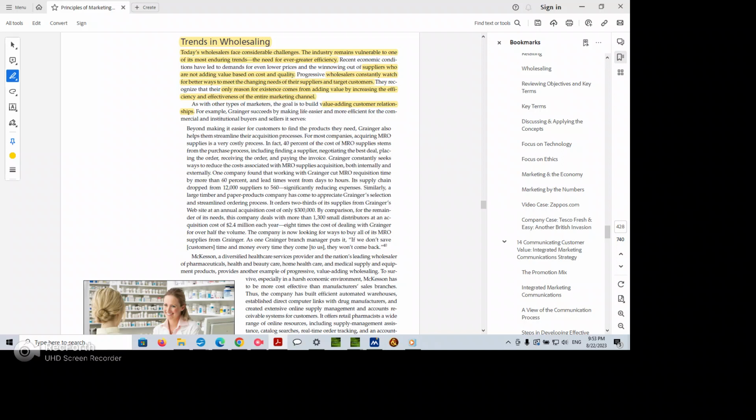For example, Grainger succeeds by making life easier and more efficient for the commercial and institutional buyers and for the sellers it serves. Why? That's B2B, not B2C. You see? Beyond making it easier for customers to find the products they need, Grainger also helps them streamline their acquisition process. So it's easier, it's efficient, it's integrated.